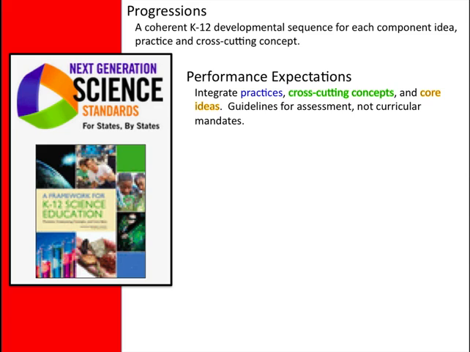So the 3 dimensions are then knitted together into performance expectations. So you heard me quite a few times as I was discussing the other dimensions, that they follow a progression, or they build upon each other from kindergarten through 12th grade. So the framework and the standards are both built off of learning progressions. So a developmental sequence that stretches from kindergarten through 12th grade for each of the component ideas, the science and engineering practices, and the cross-cutting concepts.